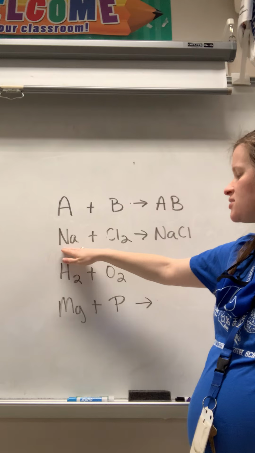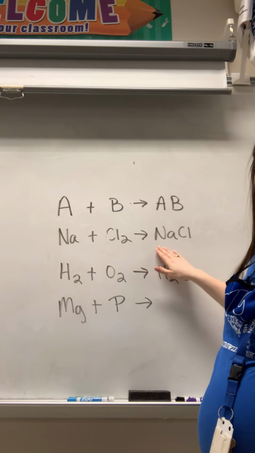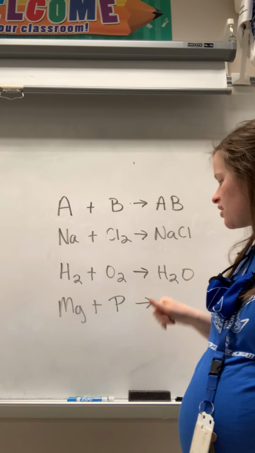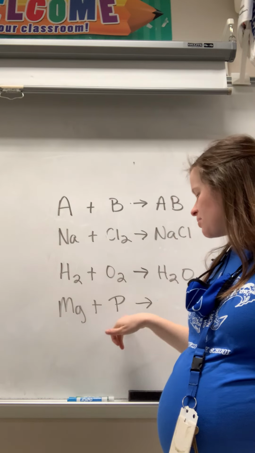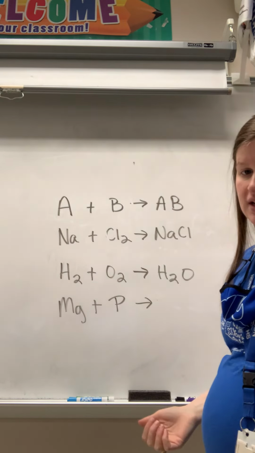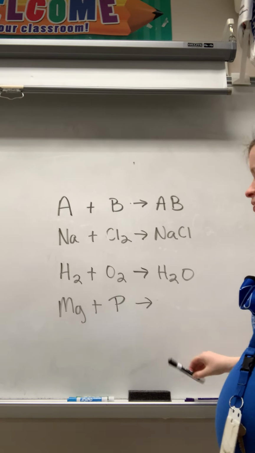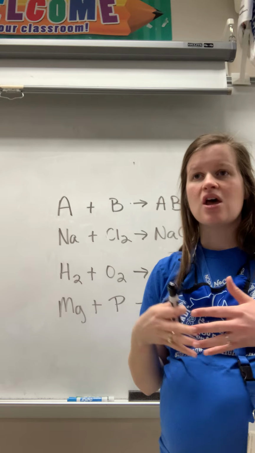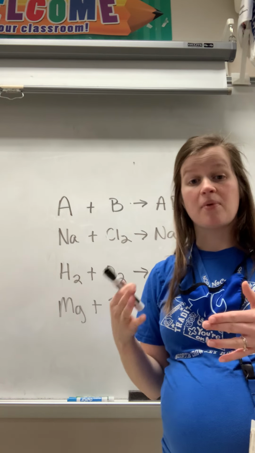And so we have sodium plus chlorine equals sodium chloride. Then we have hydrogen gas plus oxygen gas gives you water. And so down here, magnesium plus phosphorus. So we could predict the products, right? Again, whenever you're doing product predictions or whenever you're doing anything like this, when we're combining things, we always have to think about what we learned with bonding.